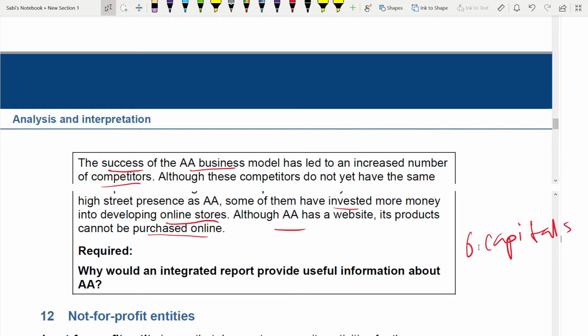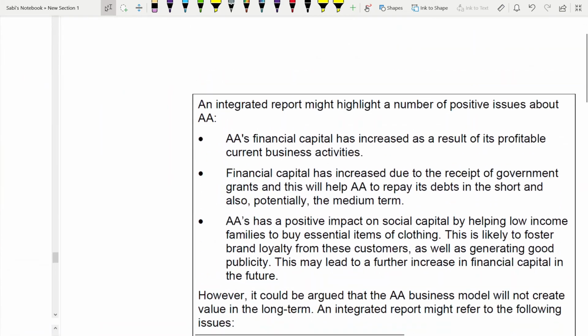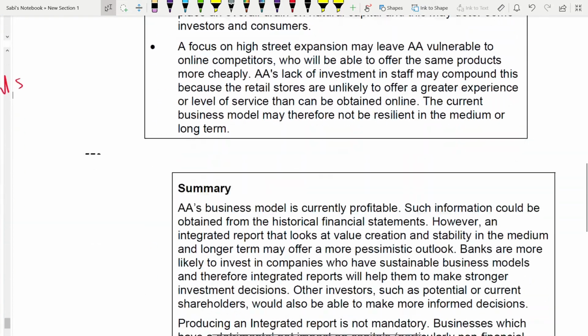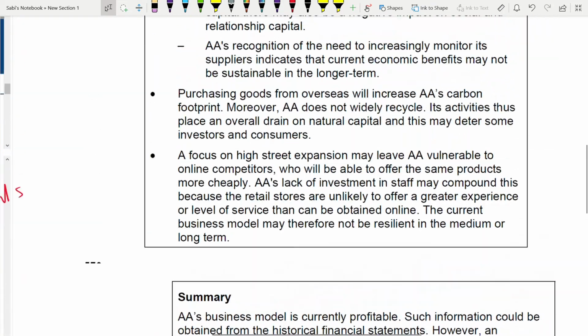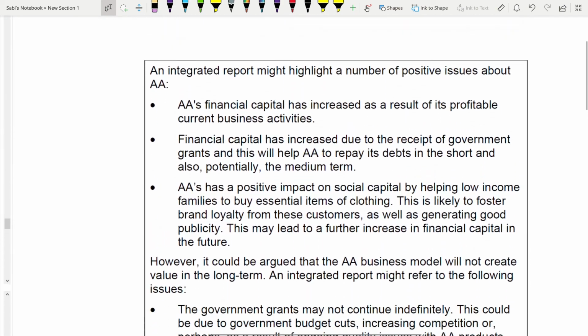Most of the time financial capital information will be there, or in this case human capital also, and maybe manufactured capital. There are other types of capitals, right? The six capitals that we went through at the beginning of this video. So now we are going to use that knowledge to answer this question. Okay, now let's see the answer. The answer is pretty big. So how do you write this answer? How do you come up with this answer? And then we have a summary here. The summary part will come later, where we summarize everything.